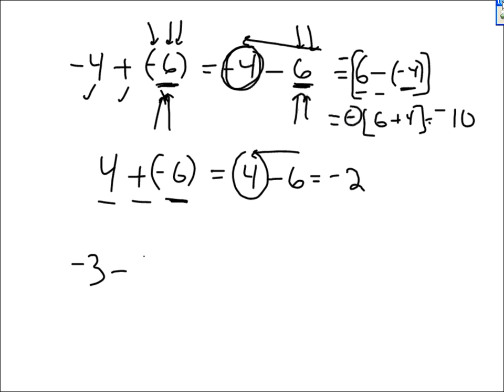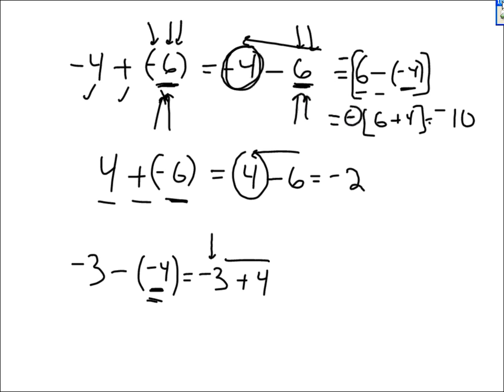Negative 3 minus a negative 4. First, write it down so when you read it, you're reading it correctly. When I say read it, I mean that second number, don't say the sign. Is that negative 3 minus 4? No, because that's not 4. Well, then it's negative 3 plus 4. That's step 1. Step 2 is get that first number to be positive in case it isn't. And in this case, it isn't.